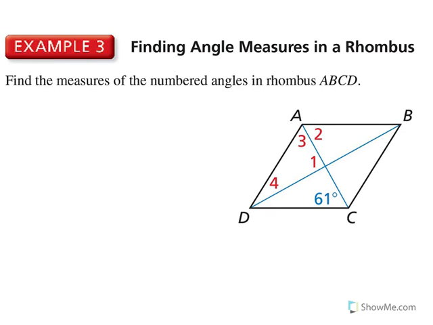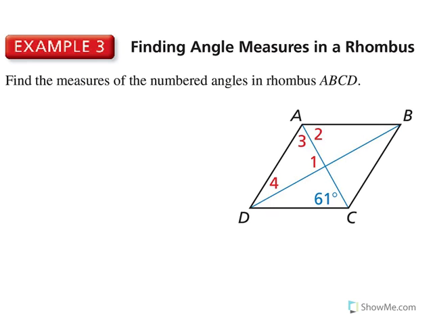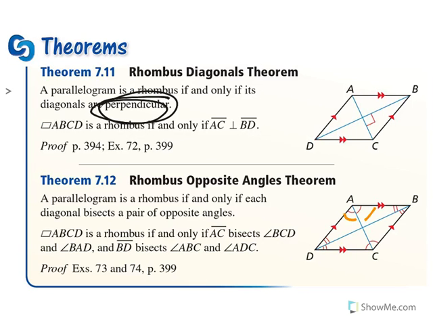But think about what we just said. The first theorem: rhombus diagonals meet at a perpendicular. They're going to be perpendicular to each other, so they meet at right angles. So first, this angle 1 in the middle is on the place where those diagonals meet, so it's going to be a right angle. The measure of angle 1 is 90 degrees. Easy start there.